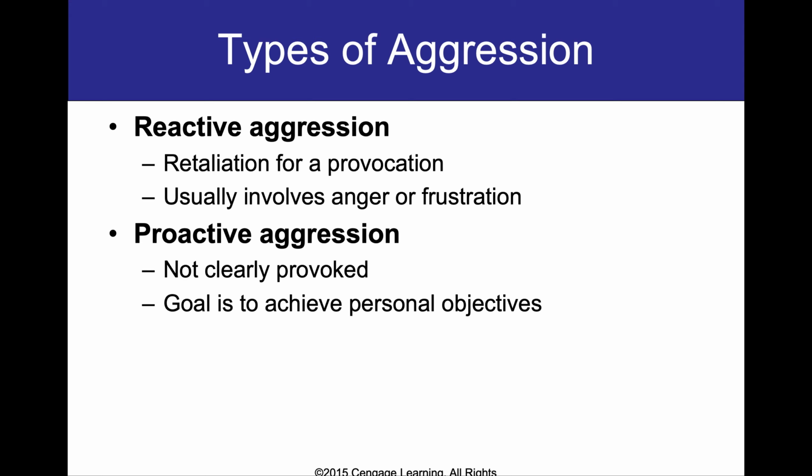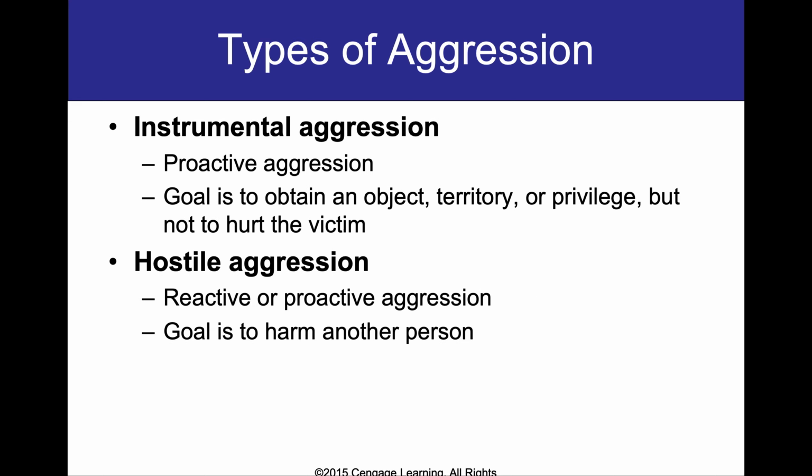Proactive aggression is not clearly provoked, and the goal here is to achieve your own personal objectives. If I do this, then this person will react and do this. Instrumental aggression is proactive aggression, and the goal here is to obtain an object, territory, or privilege, but doing so without hurting the victim. I'm going to use instrumental aggression just to get what I want, but I'm going to be very careful that I don't hurt someone as I'm doing it or getting it.